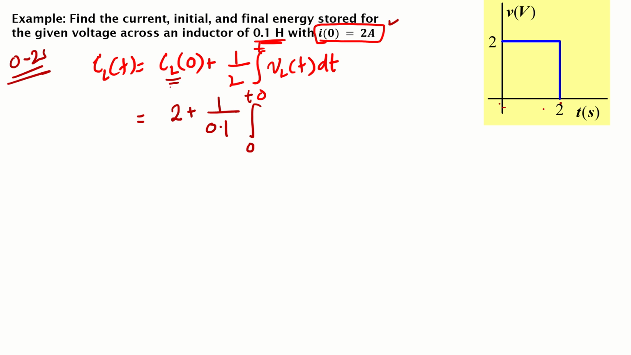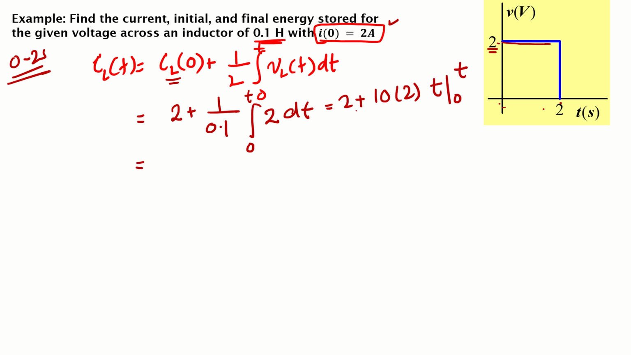All right, so for 0 to 2 seconds, the value of voltage is always constant, which is basically 2 volts. So I will just put 2 here and integrate that. So what will this be? 2 plus 1 over 0.1, that will give me basically 10, right? And what is the integration of 2 with the constant? 2 will come outside and the integration of a constant is t, with the limit of 0 to t.